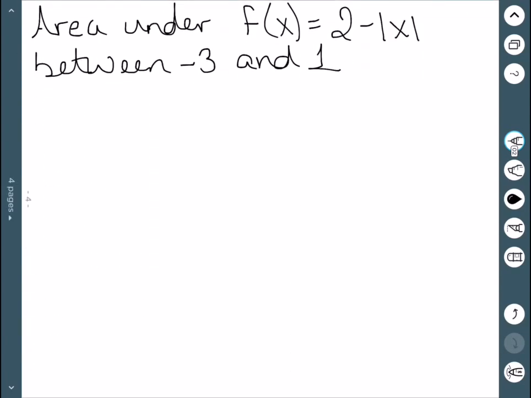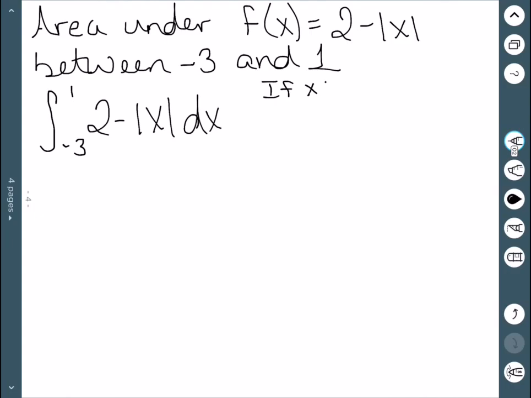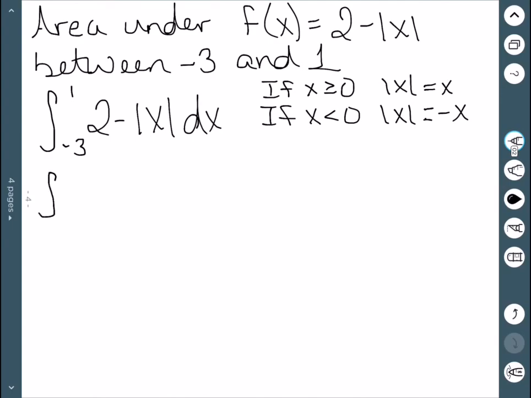We're going to look at one more example. In particular, the area under 2 minus the absolute value of x between negative 3 and 1. We know this is the integral from negative 3 to 1 of 2 minus the absolute value of x dx. The question is, how do we deal with this absolute value? Well, properties of absolute value says if x is greater than or equal to 0, the absolute value of x is equal to x. If x is less than 0, the absolute value of x is equal to negative x. So we're going to have to break this up into two parts.